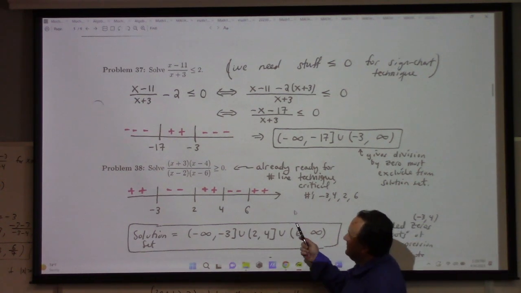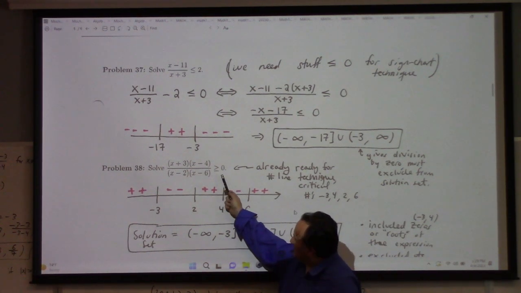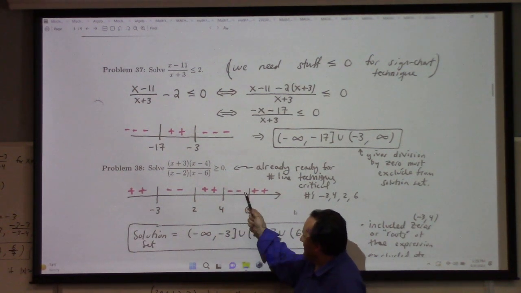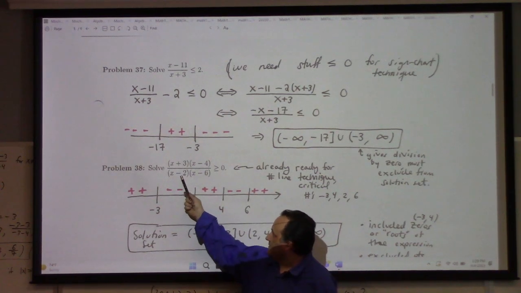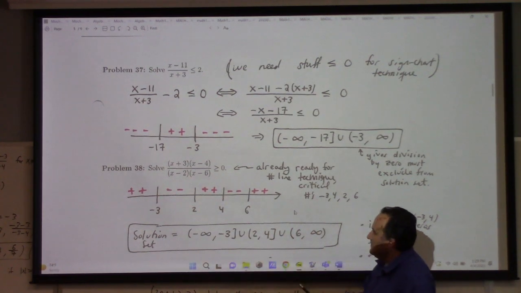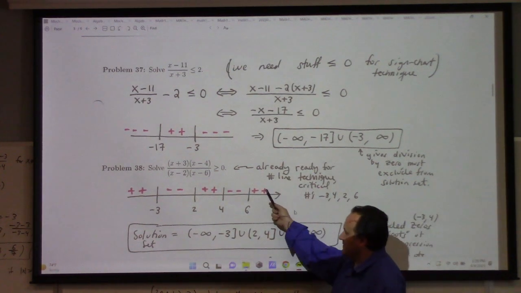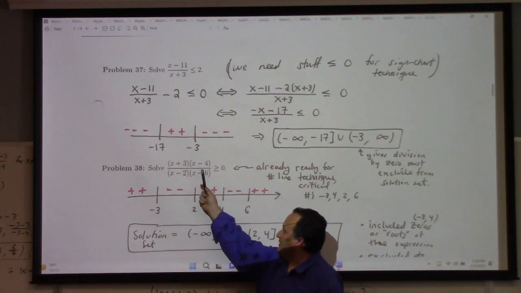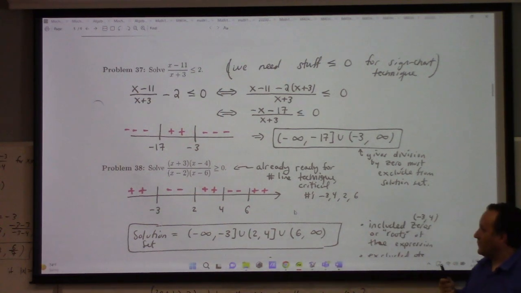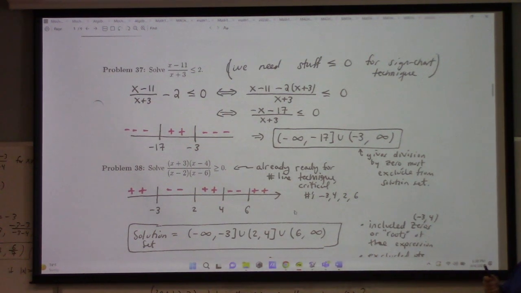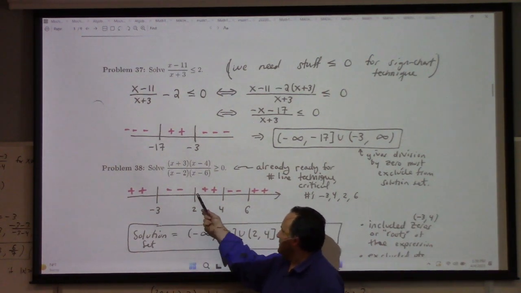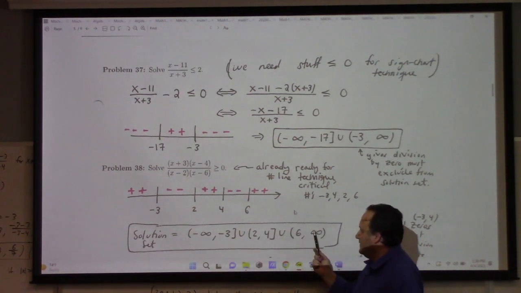For this one, it is even easier, even though it's harder, because it's already factored, right? I mean, it's already set up against 0. So I just make my sign chart. My critical numbers in this one are 2, 6, minus 3, and 4. So put those in order. Minus 3, 2, 4, 6. Plug in some points. I get pluses, minuses, pluses, minuses, pluses. Because every one of these has odd order, so it always flips the sign. And then I'm trying to solve greater than or equal to 0, so I look for the pluses, right? So that gives me minus infinity to minus 3, 2 to 4, and then 6 to infinity.